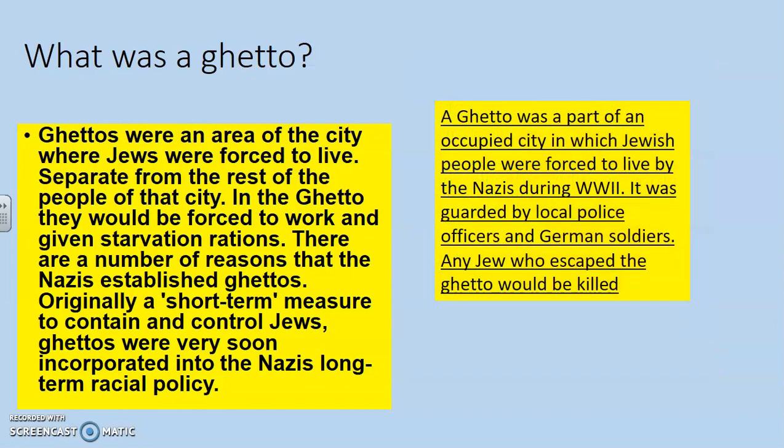Okay, here's my definition. A ghetto was part of an occupied city in which Jewish people were forced to live by the Nazis during World War II. It was guarded by local police officers and German soldiers. Any Jew who escaped the ghetto would be killed. Use my definition to add or change your definition.